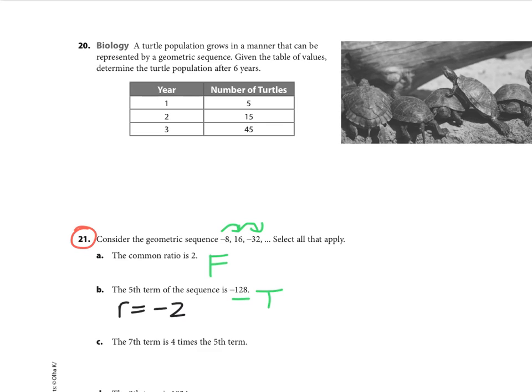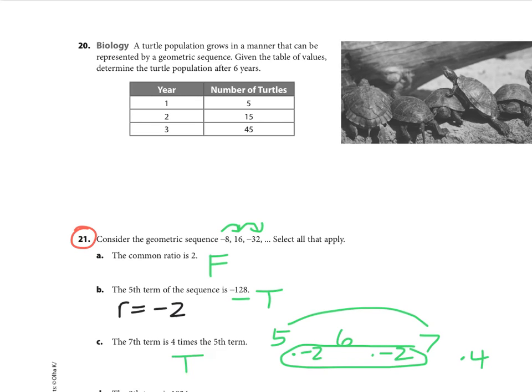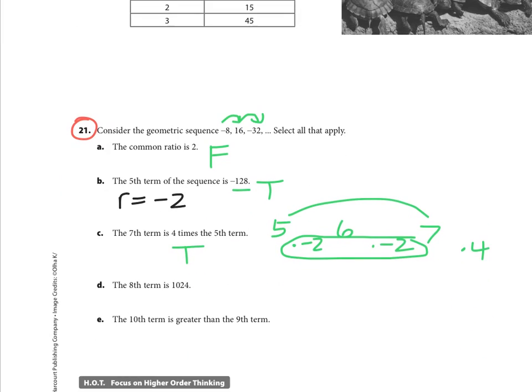Okay, so the next one asks the seventh term is 4 times the fifth term. Okay, so let's think about this. If I have term 5, to get term 6, what do I do? I multiply that times negative 2. Then I take term 6 and multiply that times negative 2 to get to the seventh term. So to get from the fifth to the seventh, I'm doing negative 2 times negative 2, which is times 4. So that is true. Okay, so just some conceptual things to think about right there. And then it goes on to the 8th term, and you just continue on. So hopefully this has made sense and will help you on the homework.